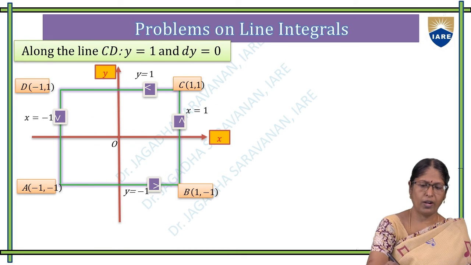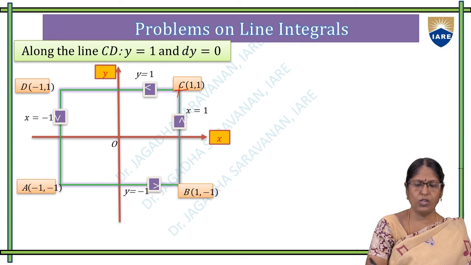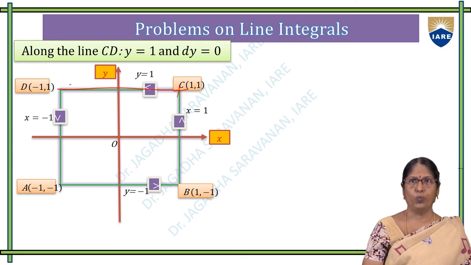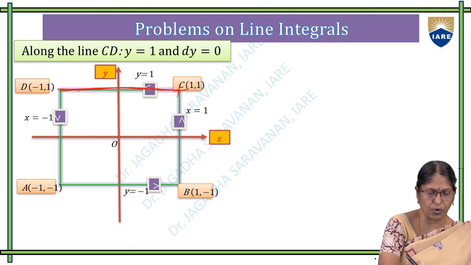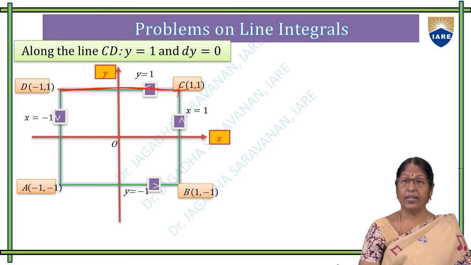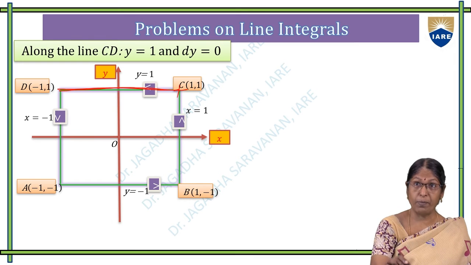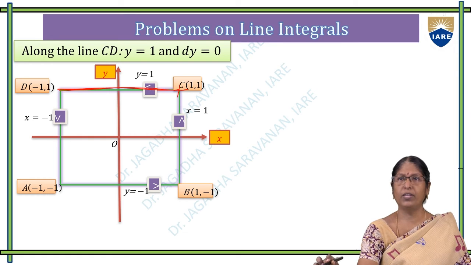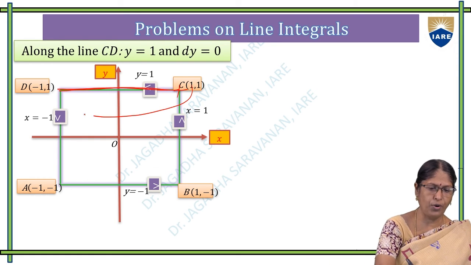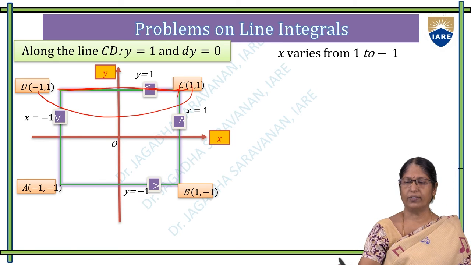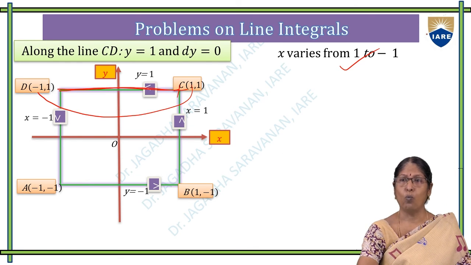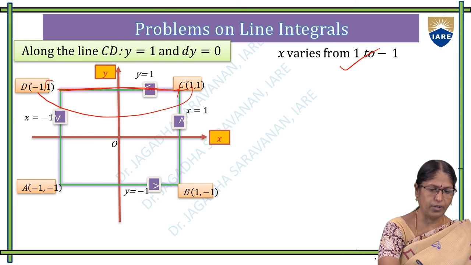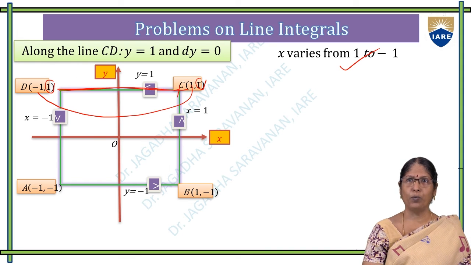Now we are at the point C, and from C to D we are going to move in the direction of x. At this point we have to be very careful. From C we are moving, so x varies from 1 to minus 1. Then what about y? I am circling it: y equal to 1, which is already written.